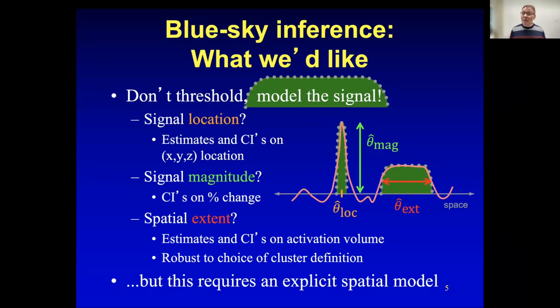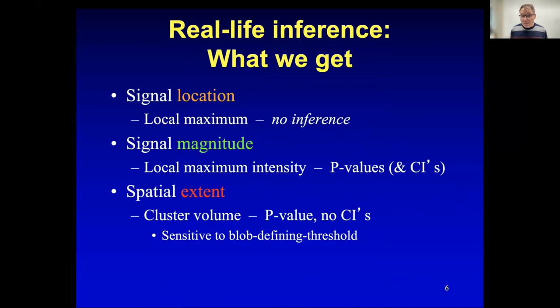But of course, in the context of SPM and basically all other standard processing packages for MRI, it is a mass univariate approach where we fit a model at each point in the brain. So we only have a mass univariate model, not a spatial model. So what do we get in practice? Well, for signal location, those XYZ coordinates on the results page, nothing. We get no measures of uncertainty. If I were to repeat my experiment with another 20 subjects, how much would those peaks move around? Can't tell you. We do not have spatial measures of uncertainty on the local maximum.